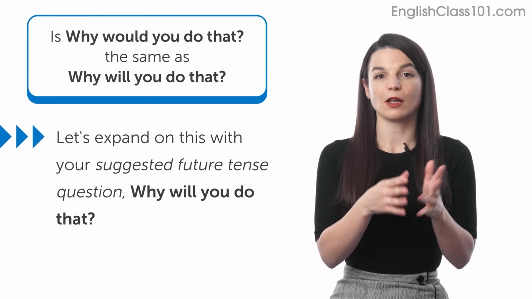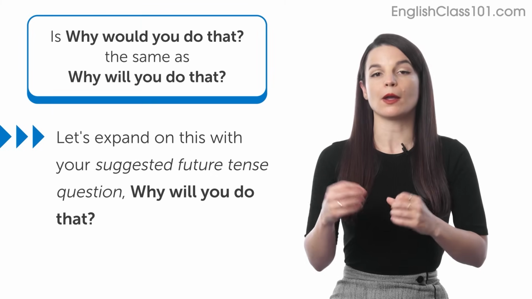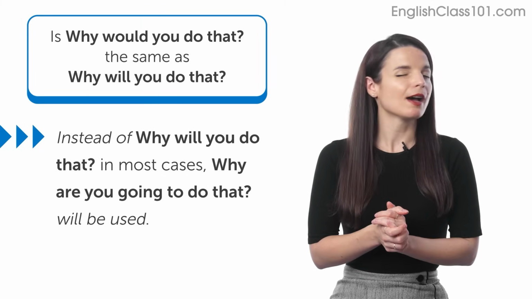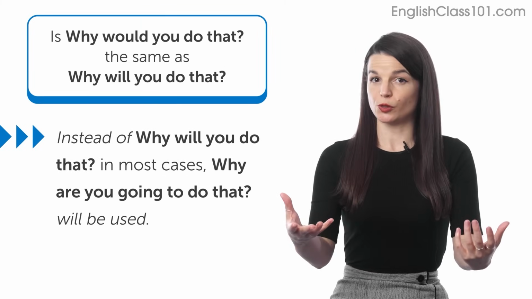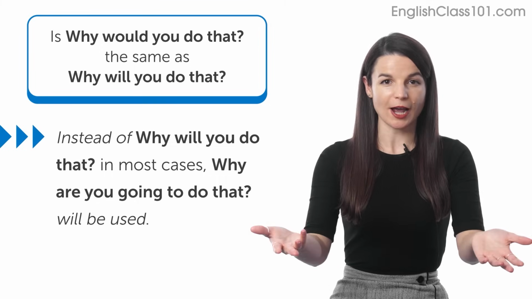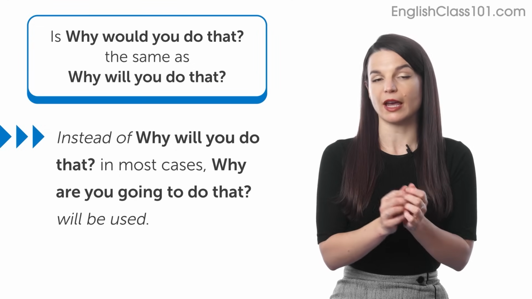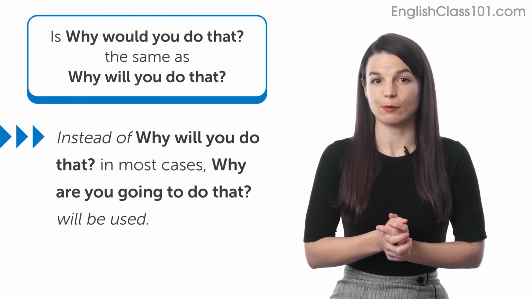Let's continue this with kind of a future tense question then, right? So you've suggested, why will you do that? But we would not say, why will you do that? Instead, we would say something like, why are you going to do that? And the reason for this goes back to the difference between will and going to in terms of grammar points.